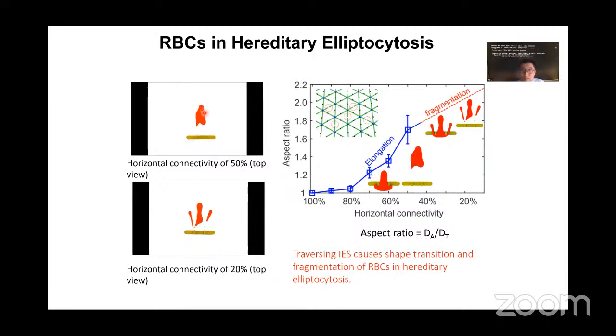So we can see that after the red cell passes through the slit, it cannot recover to the biconcave shape. And in a severe case of the disease, the passage through this slit can actually cause the lysis of the cell.